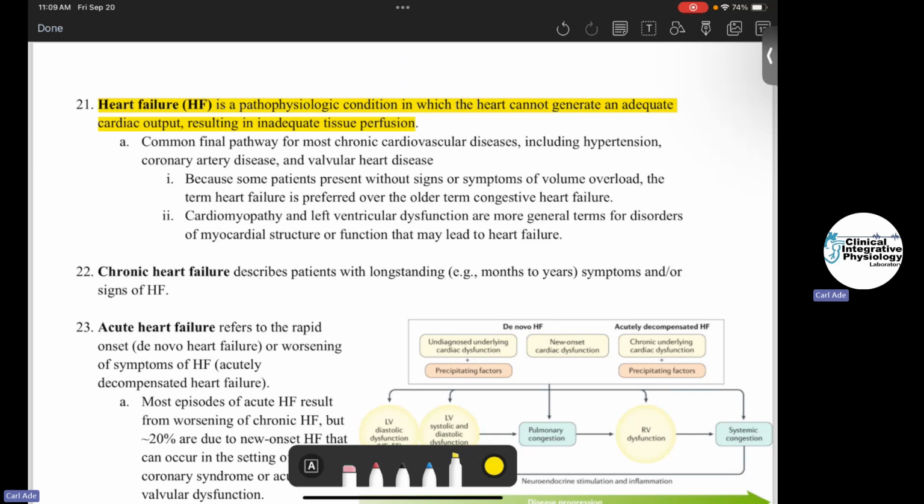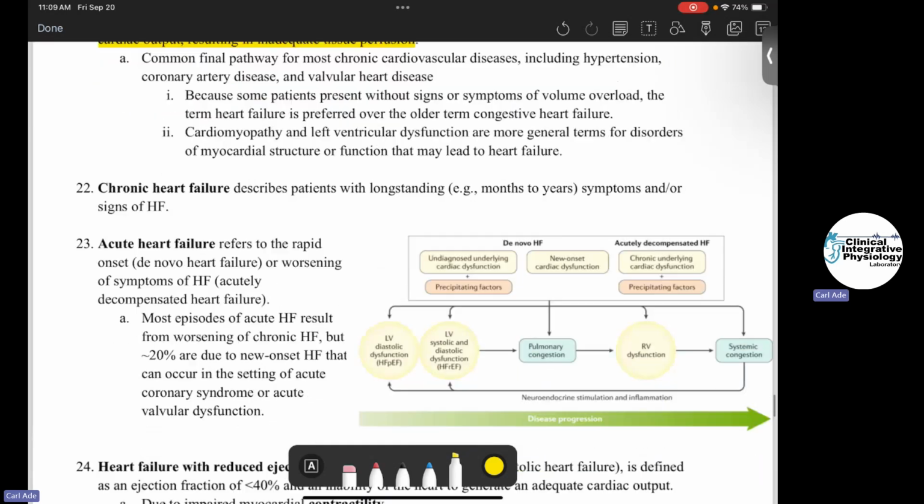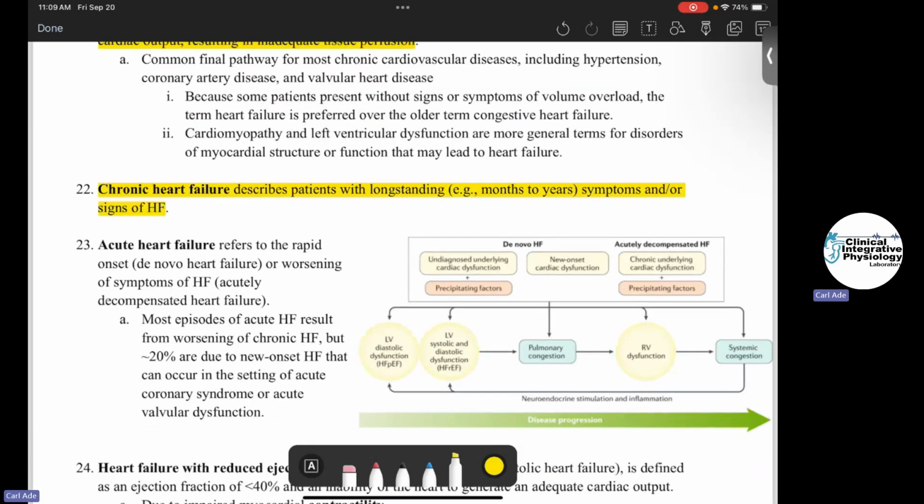And because some patients don't show the signs of overload, that's where the older term of congestive heart failure is not always used. When I'm referring to chronic heart failure, this means they've had it long-standing, and they're largely stable. Acute heart failure means that it's rapid onset, so they just developed heart failure very, very quickly, or it's any worsening of heart failure symptoms, so they're acutely decompensated.